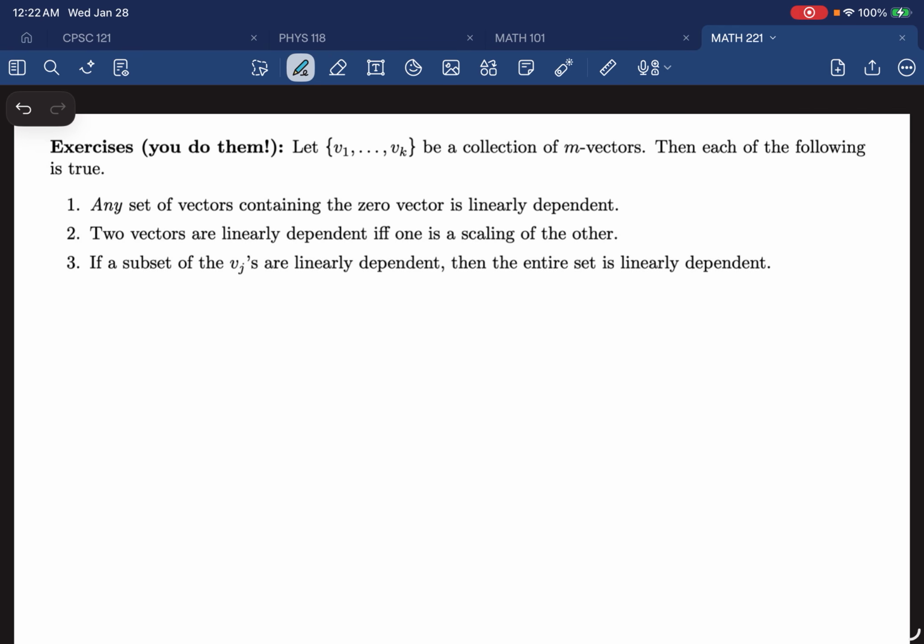Today we're going to do some more proofs in linear algebra, and the topic is linear independence. We have a couple of facts that are true, and we're going to prove them. Number one: any set of vectors containing the zero vector is linearly dependent. Number two: two vectors are linearly dependent if and only if one is a scaling of the other. And number three: if a subset of the vj's is linearly dependent, then the entire set is linearly dependent.